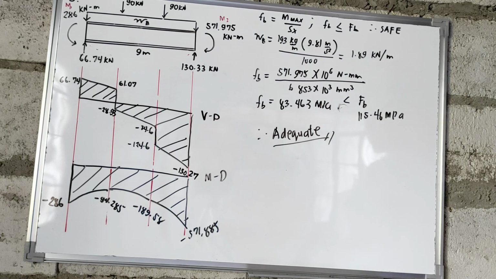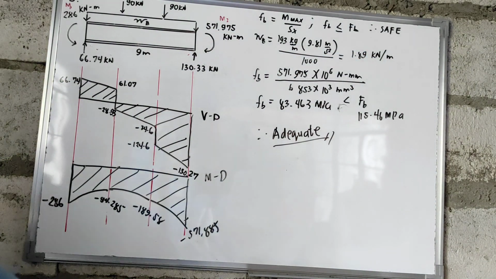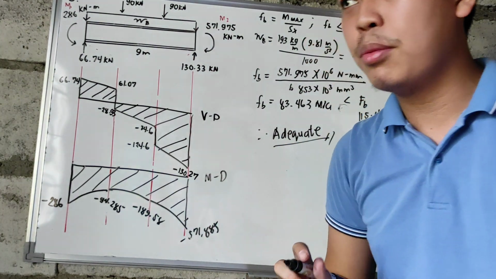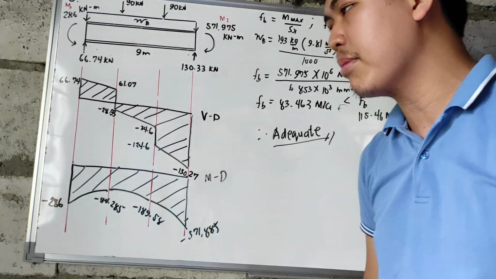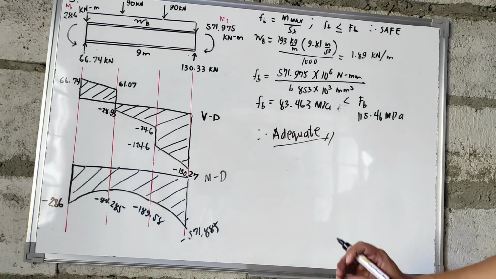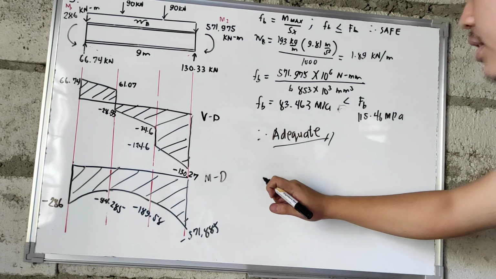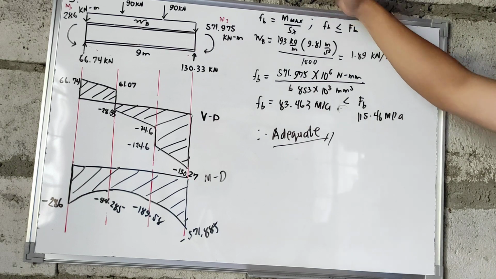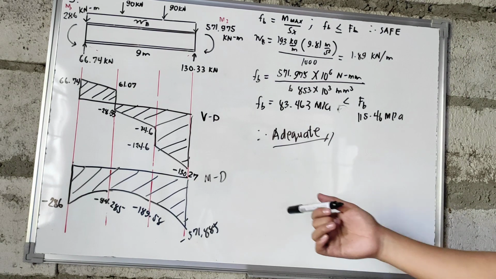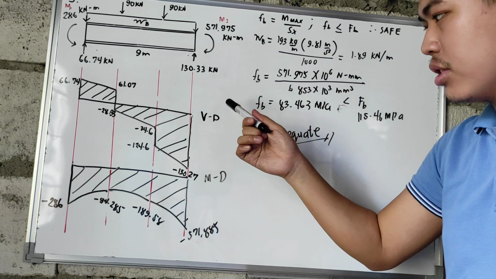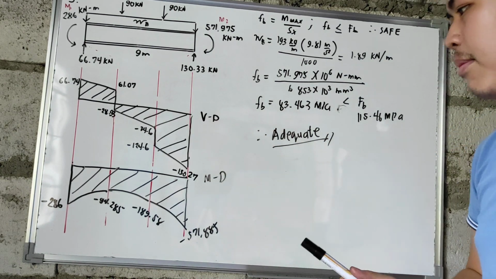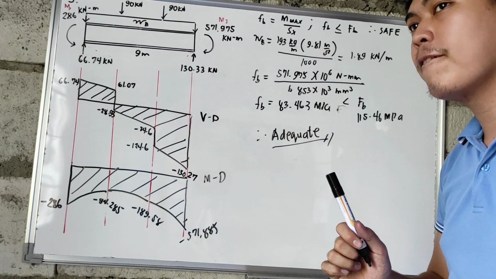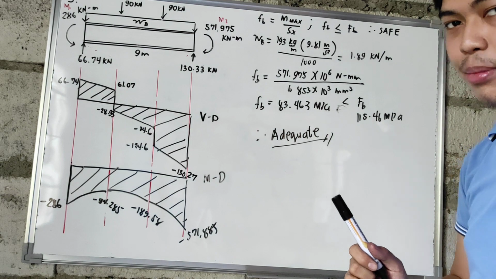So kung ayaw niyo namang mag-draw ng moment diagram para makuha natin yung maximum moment, mahirap kasi yan eh, lalo na sa board exam, di ba? Yung goal lang naman natin dito is makuha natin yung maximum moment para makuha natin yung actual stress. Kaso, sobrang time consuming kung mag-drawing ka pa ng shear diagram at saka moment diagram. So mag-shortcut na lang tayo, no? So paano ba natin nalolocate yung maximum moment?